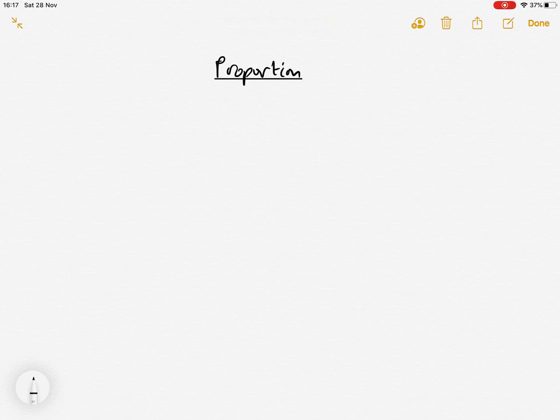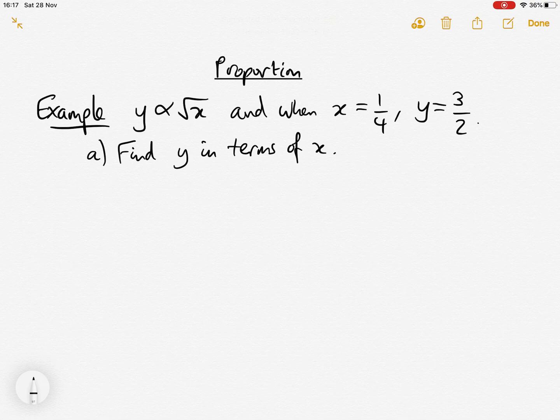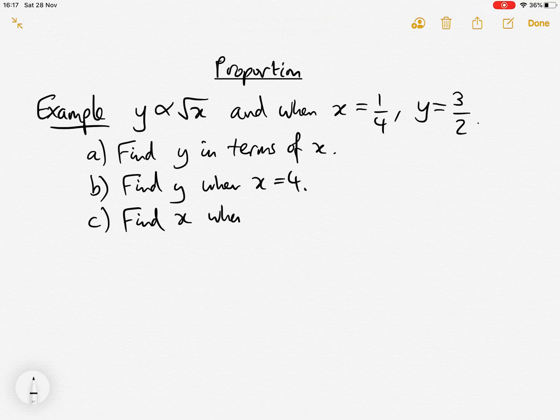Hello, I want to review a few things about proportion. So if we start with this example, we're told that y is directly proportional to the square root of x, and when x is a quarter, y is 3 over 2, or 1.5. And the question is, part A, find y in terms of x, part B, find the value of y when x is 4, and part C, find x when y is equal to 9.